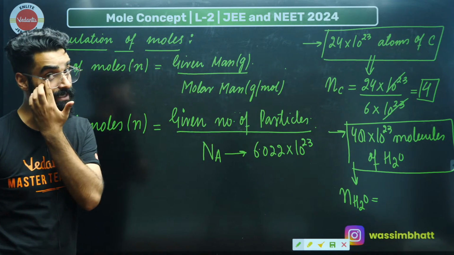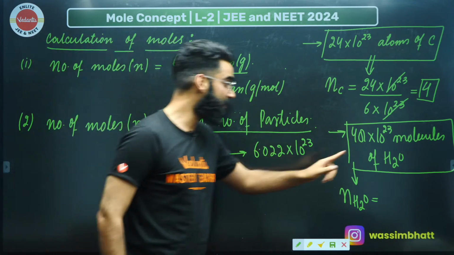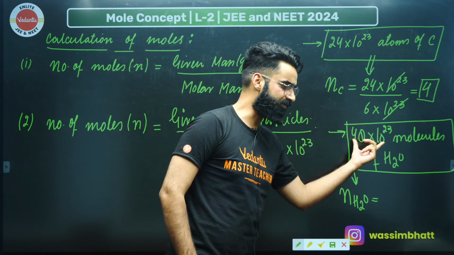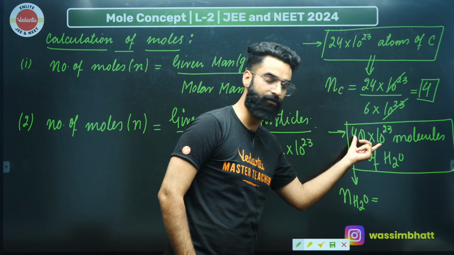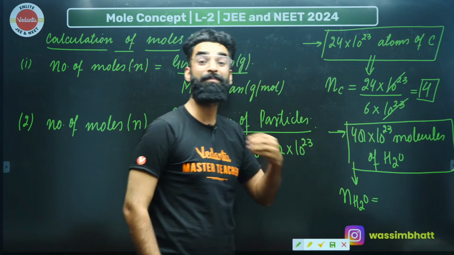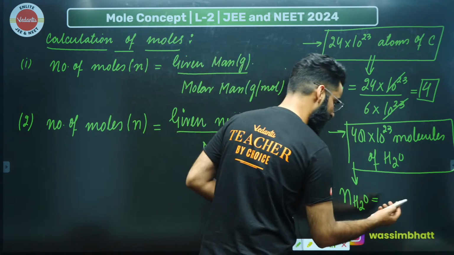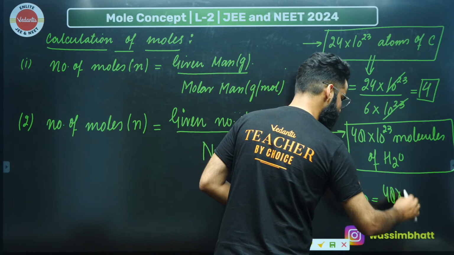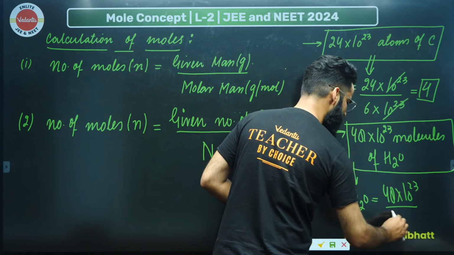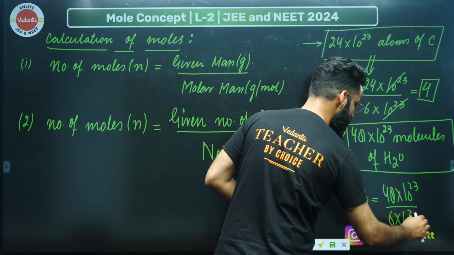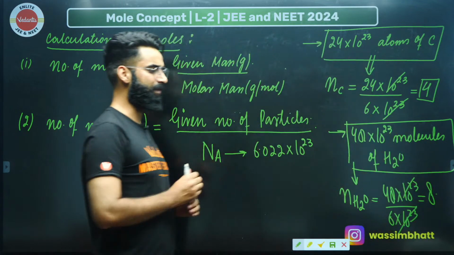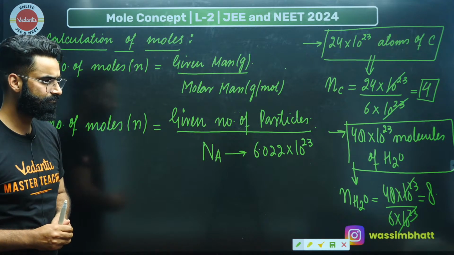First of all, you need to check whether we are given the mass of water or we are given the number of molecules of water. We are given the number of molecules of water, right? That means we are given the particles. And whenever we are given the particles, what do we do at that time? Given number of particles, you just need to divide it by Avogadro's number. You'll be getting the number of moles, right? And the number of moles over here comes out to be 8. That means there are 8 moles of water present in this particular container, right?